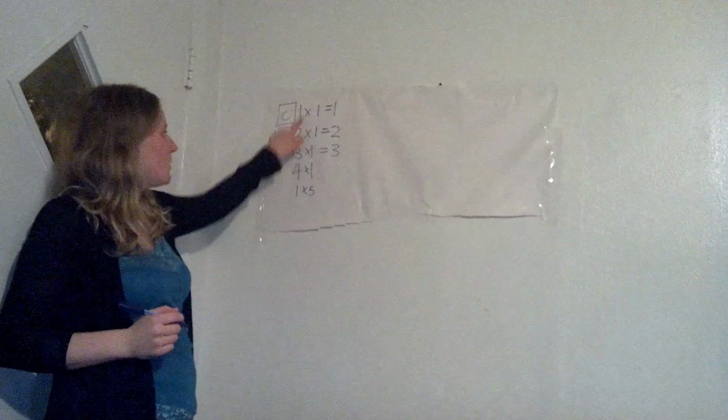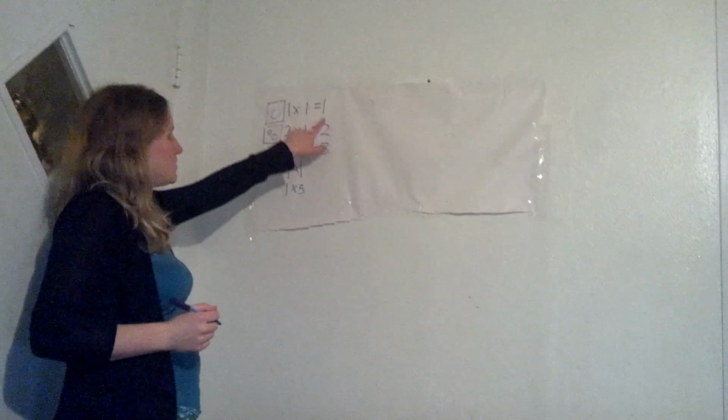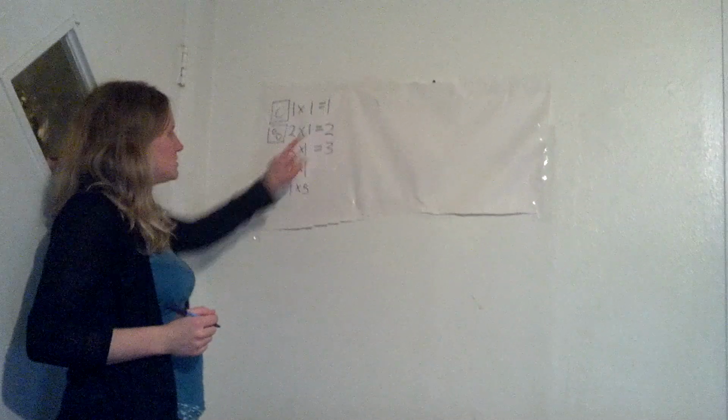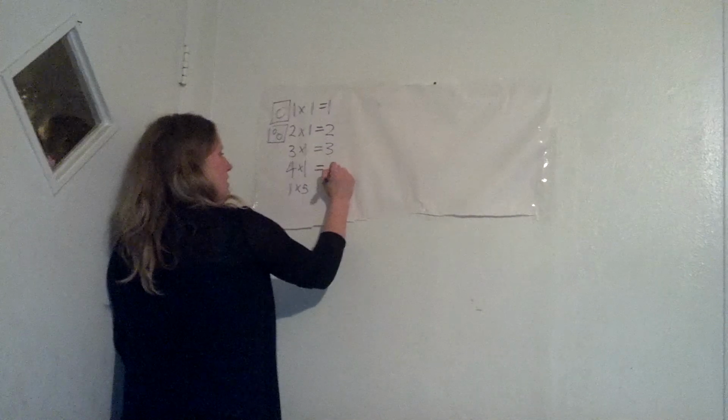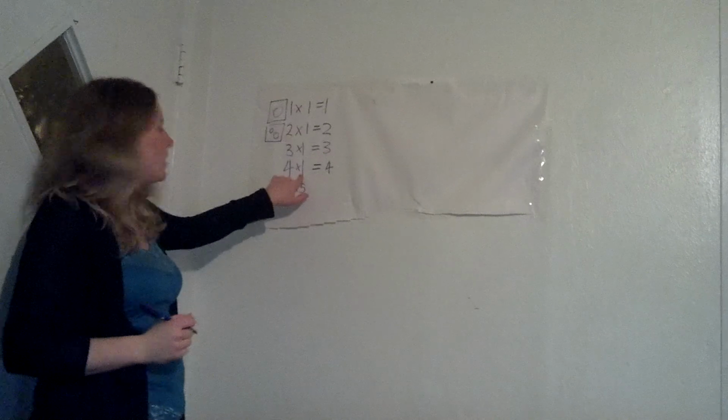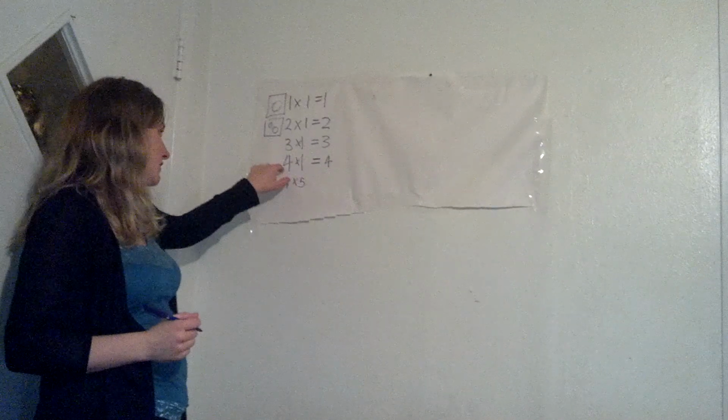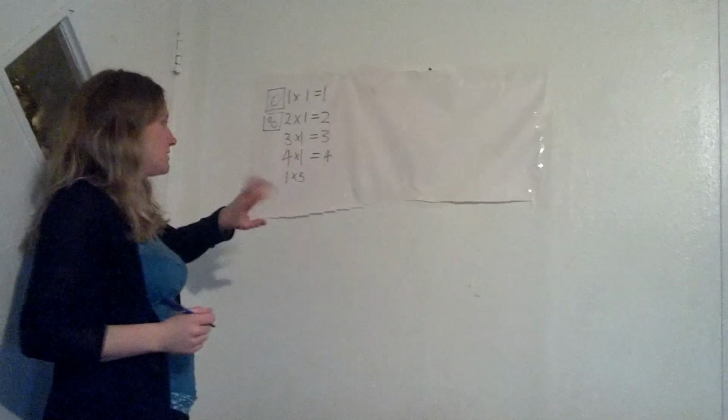Okay, well we know by going down, we can see that 1 times 1 was 1, then 2 times 1 was 2, and 3 times 1 was 3. So 4 times 1 is going to be 4. Because it's going to be 1 box that has 4 balls in it, or you can think of it as 4 boxes with 1 ball in each one. It's still going to be 4.